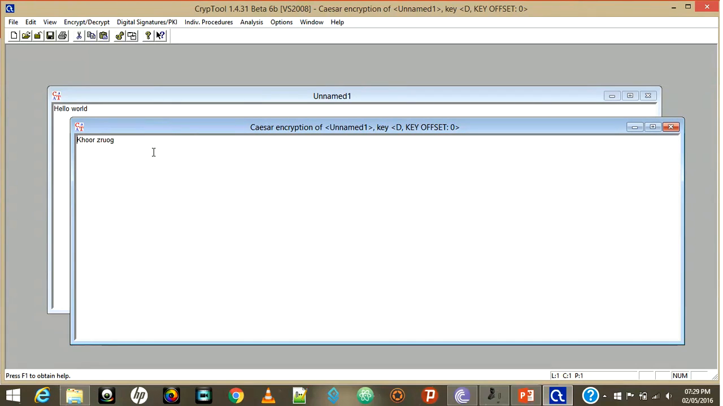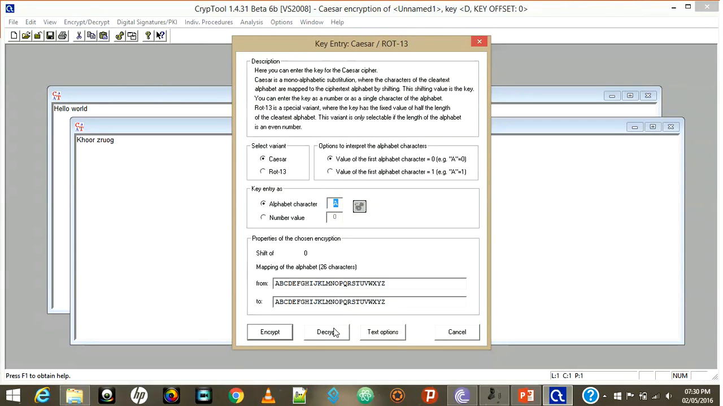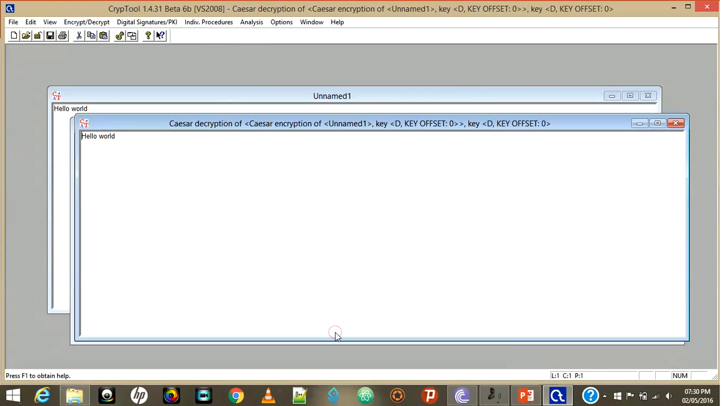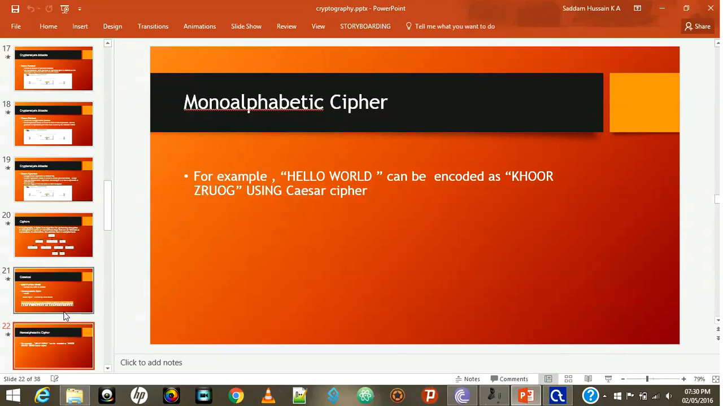And again if you want to decrypt it, same thing, go for the classic Caesar cipher. After that put D, decrypt it, and get the original message. This is the plain text. This is the cipher text of the encryption using the Caesar cipher. Then this is decrypted using the Caesar algorithm. This is called the Caesar cipher. Then we'll go for the next example.